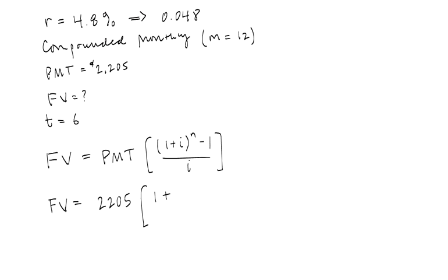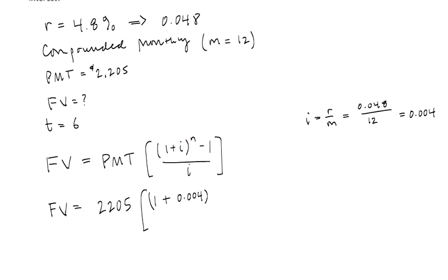So coming back down to our example, I equals R over M, which in this case is 0.048. The number of times that our money is compounded per year is 12. And when we divide 0.048 by 12 in our calculator, we get 0.004. So instead of I, we're going to replace I with 0.004. Now, as far as N goes, again, we're not given N in our original problem, so we need to do a mini calculation.